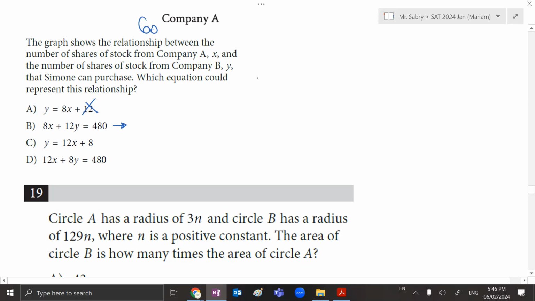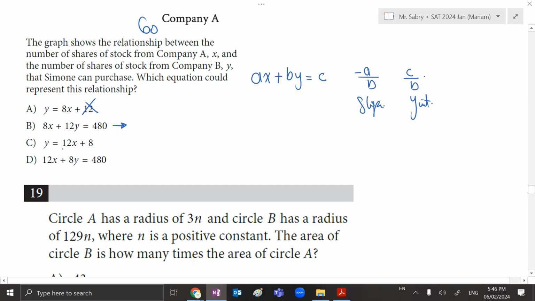Because this is a form where x and y are written next to each other. This is the standard form. Here the slope is negative a over b. B and D are incorrect. And c over b is the y-intercept. So this is what we call the y-intercept. And this is what we call the slope.